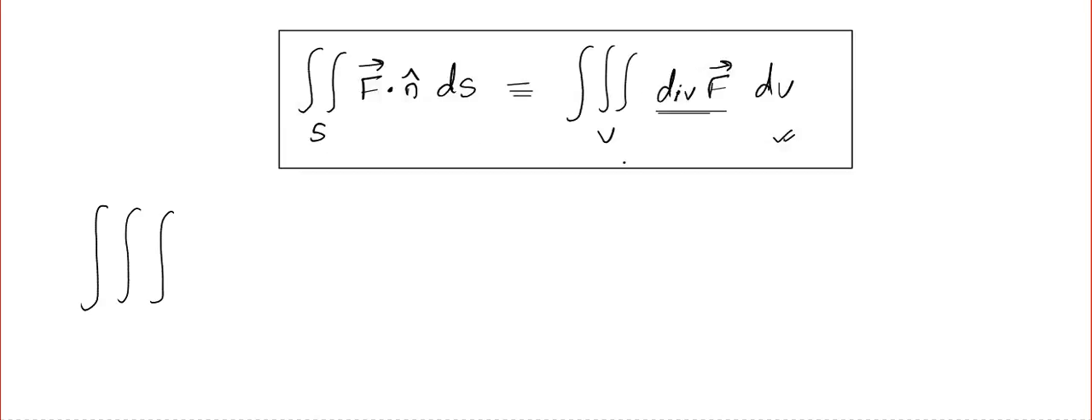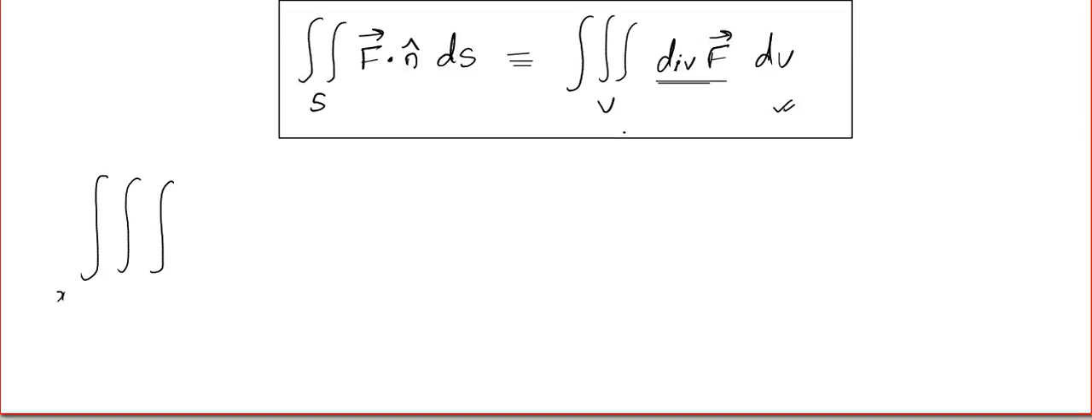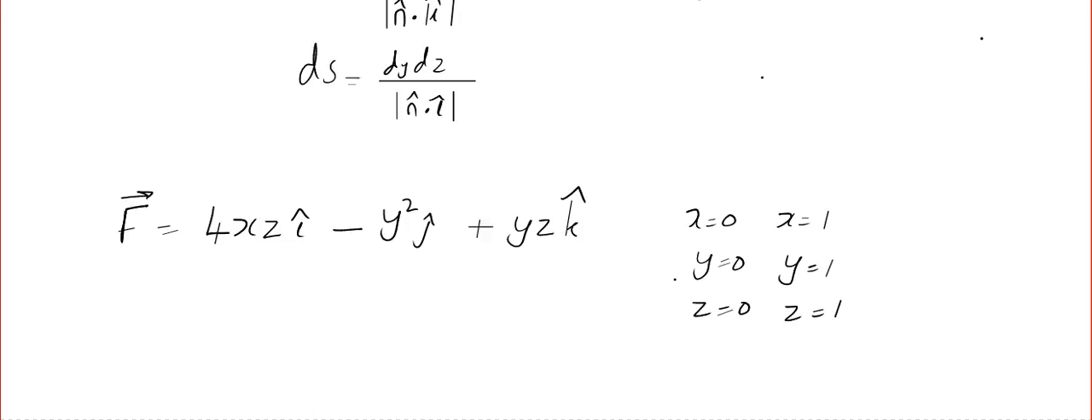Okay, now look at this. I'm going to write the limits: x is equal to 0 to 1, y is equal to 0 to 1, and z equal to 0 to 1. And the function is the divergence. So we have to calculate the divergence first. So I'll write divergence of f. It's very easy to calculate.